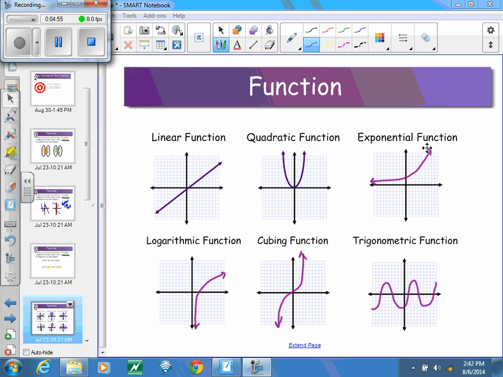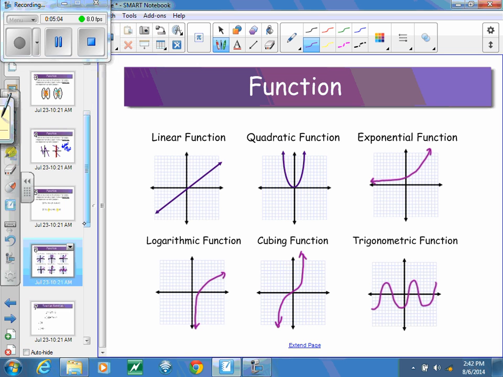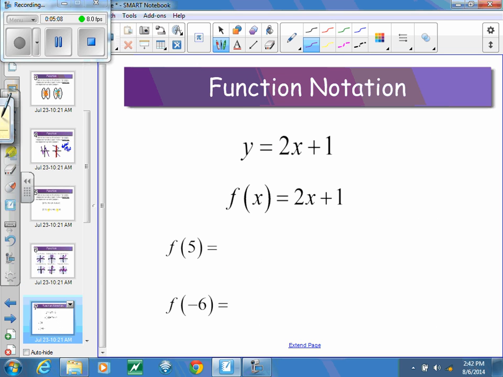So all of these 6 here, and there are more than this, all follow the vertical line test, so therefore we do call them all functions. So where do we go with functions? We are going to now talk about using function notation.